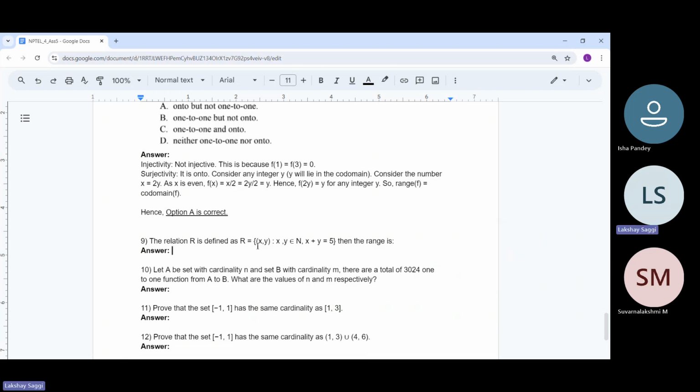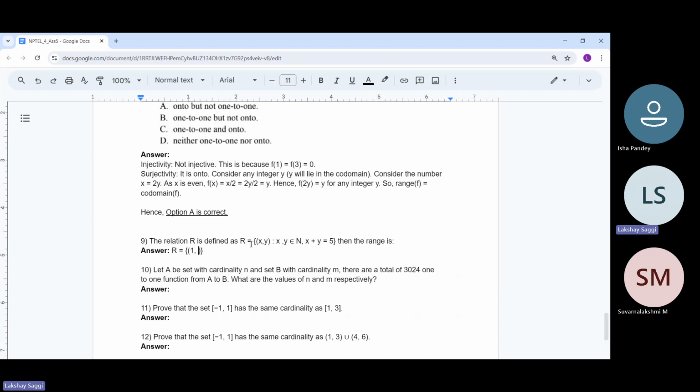But what I'm trying to say is we need to find the tuples (x, y) such that both are natural numbers and x plus y equal to 5, right? So what will this relation R consist of? Let's just try to find that only. So this relation R will consist of, so x and y both should be natural numbers. So note that 0 is not a natural number. So 1, 2, 3, 4, 5, these will be the possible natural numbers.